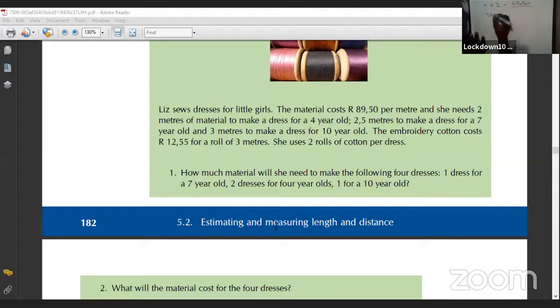So we are saying 3 rows will give us 12.55. We need to calculate what is the value for 6 rows.